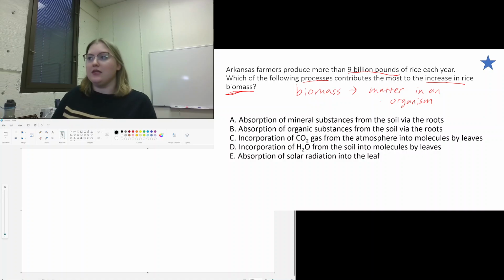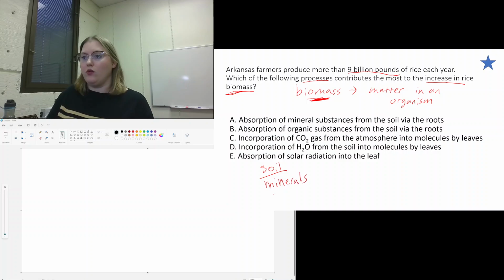Which one of these processes is responsible for this increase in mass in our rice as the plant grows, as it produces these grains of rice? So let's think. From the soil, what are we getting, right? From the soil, we are getting minerals. We are getting water. Are we getting something that can make biomolecules? Not really.